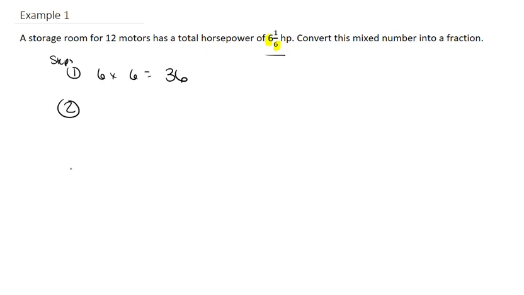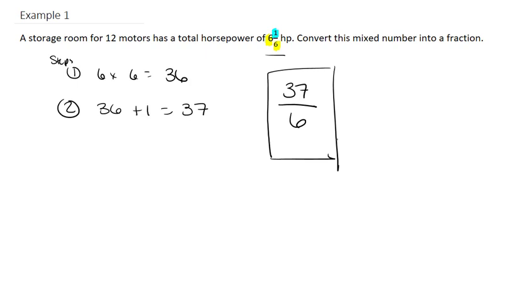Step 2 would be to add it to the numerator. So we have 36 plus 1, which is equal to 37. So we would keep 37 on the top, and we would keep our same denominator as 6, and we can't reduce, so this would be our final answer.